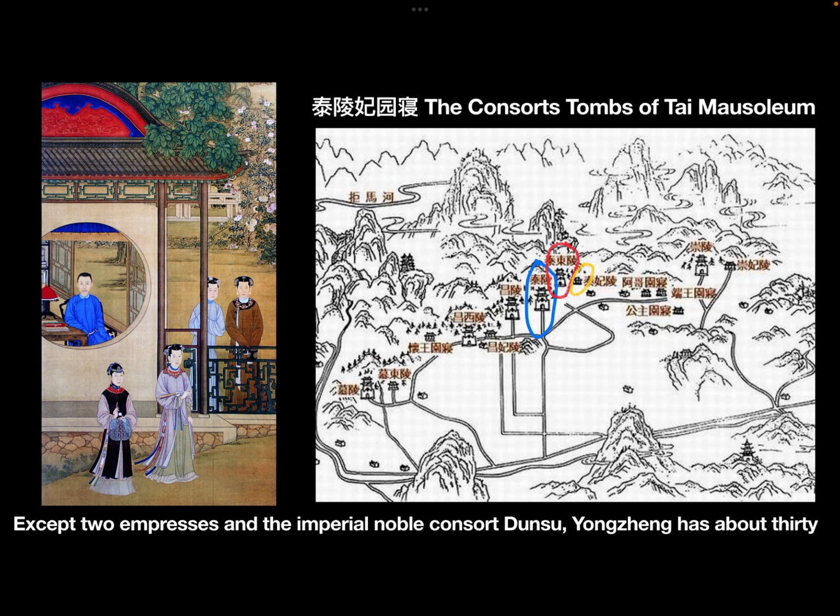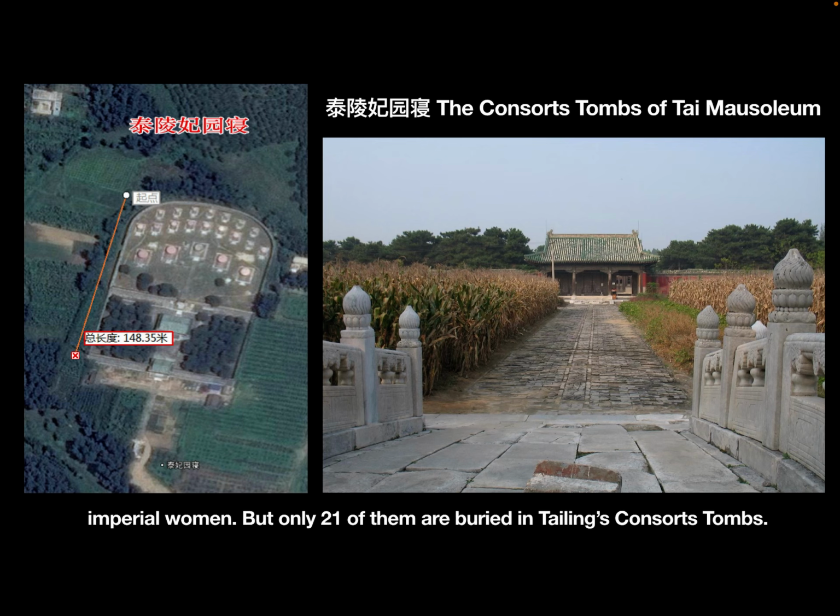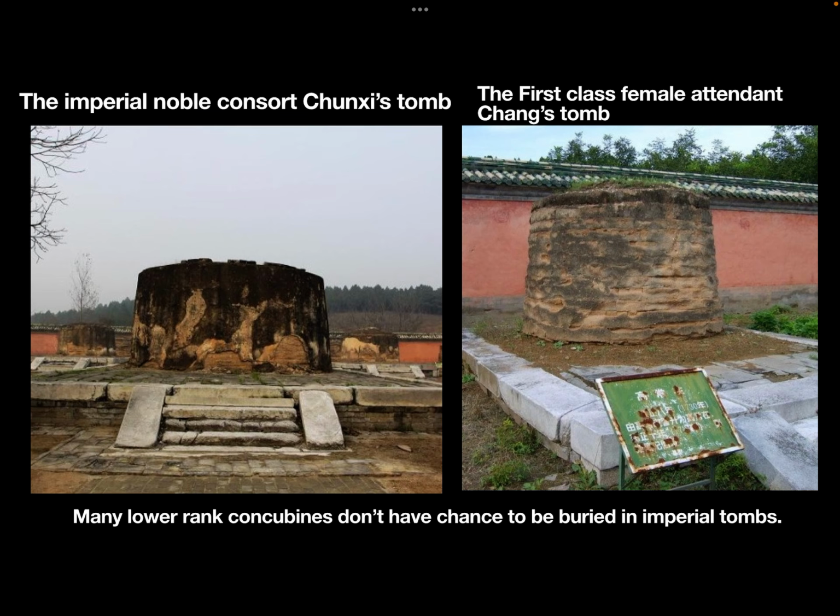Except for 2 empresses and the imperial noble consort Dun Su, Yongzheng has about 30 imperial women, but only 21 of them are buried in Tailing's consort tombs. Many lower-rank concubines don't have the chance to be buried in imperial tombs.